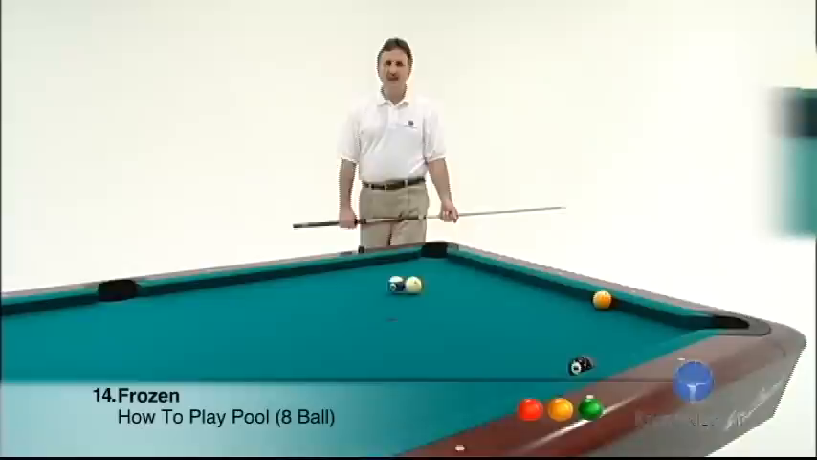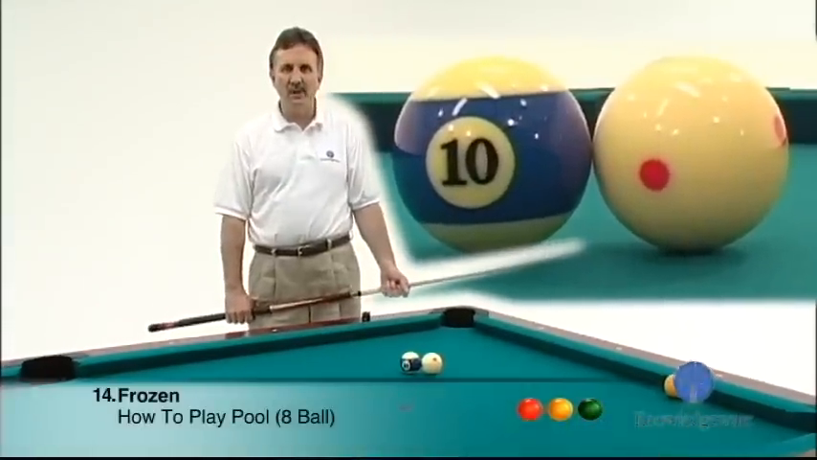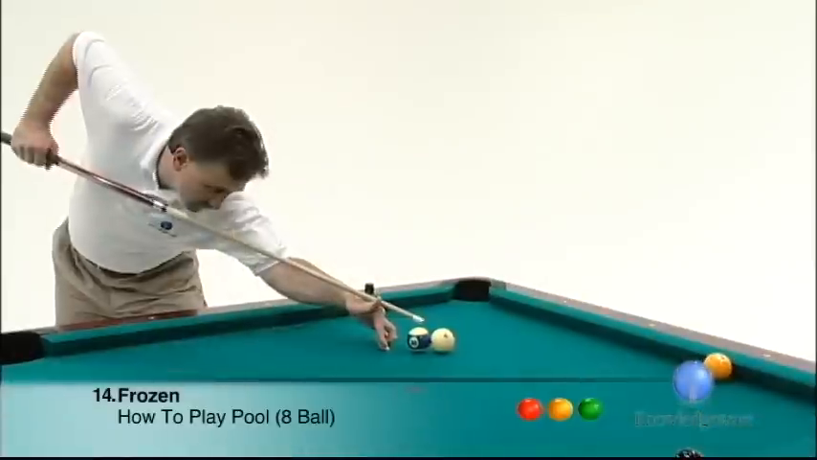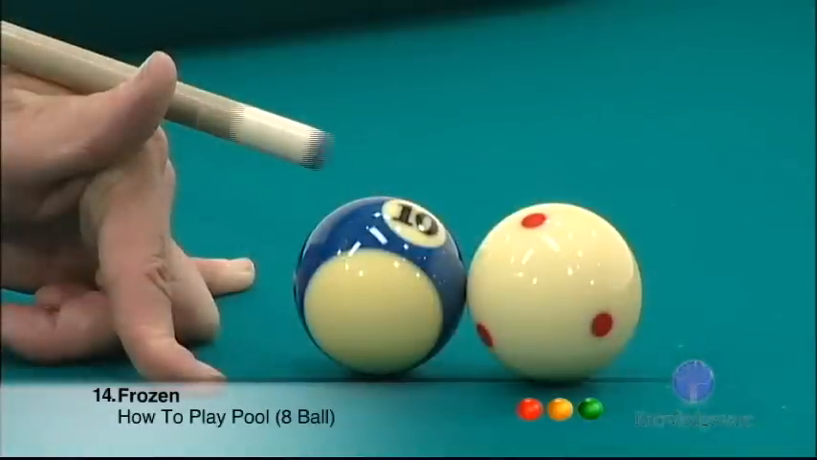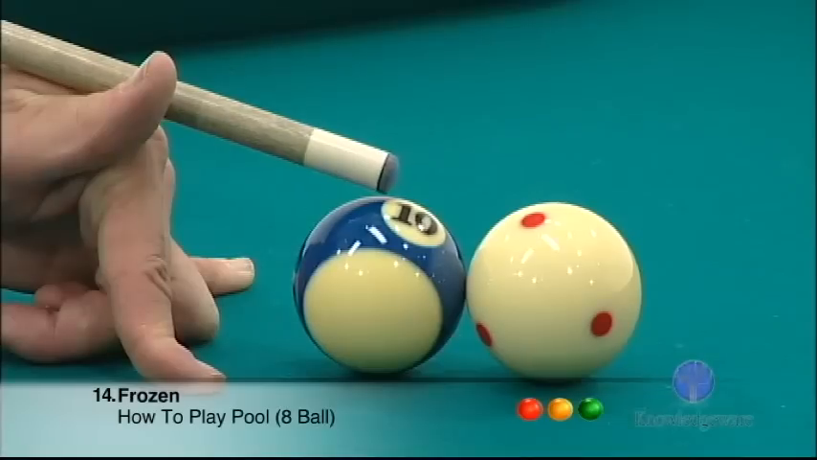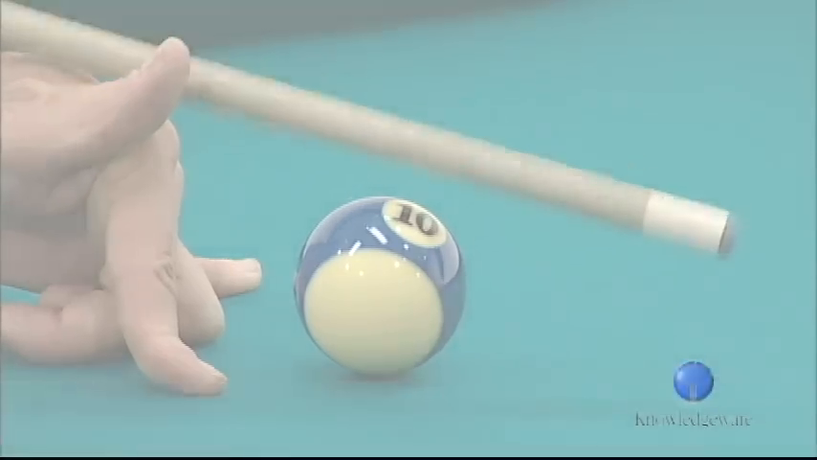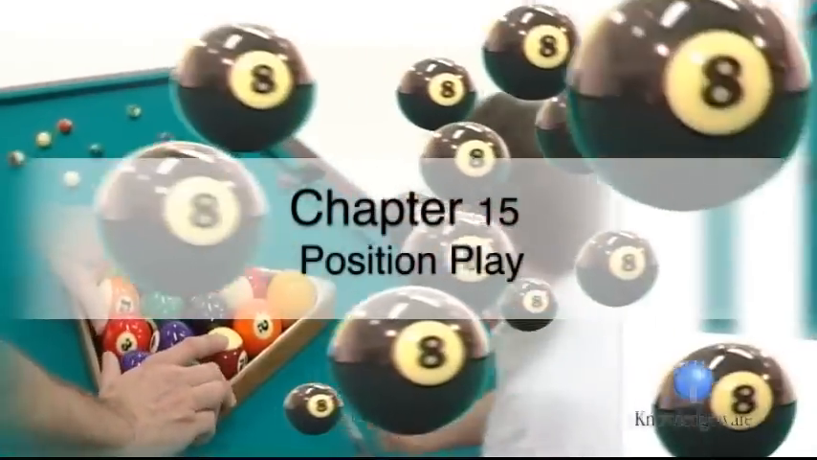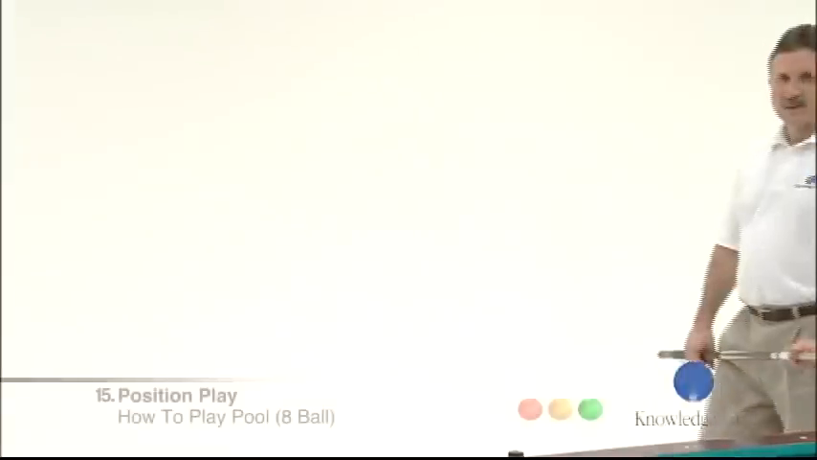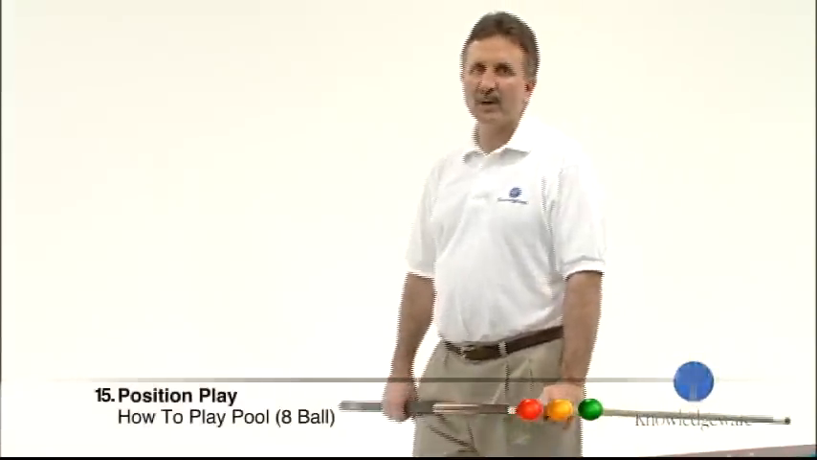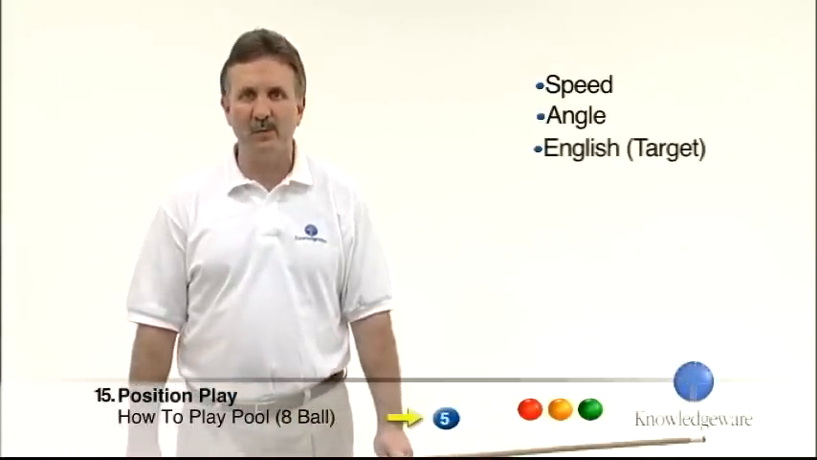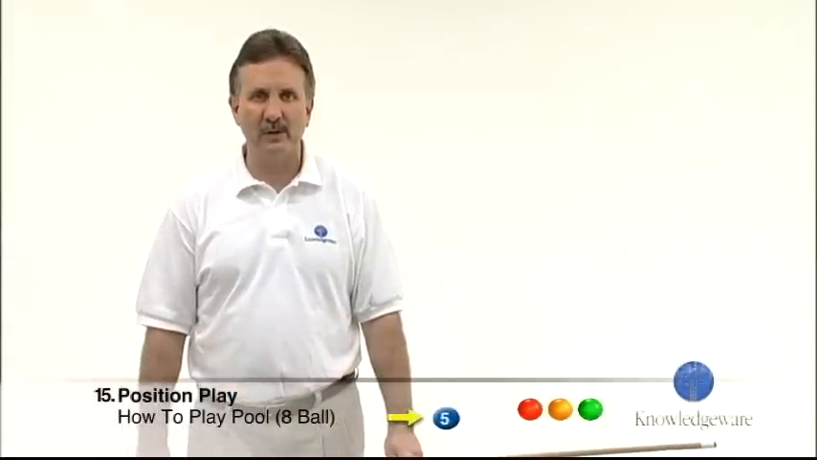When the cue ball is directly touching another ball or the cushion of the table, it is considered frozen. These balls can be tough to hit properly. Position play is the act of hitting the cue ball with the necessary speed, angle, or English to get the cue ball to end up someplace on the table where you'll be able to get the next ball in easily.